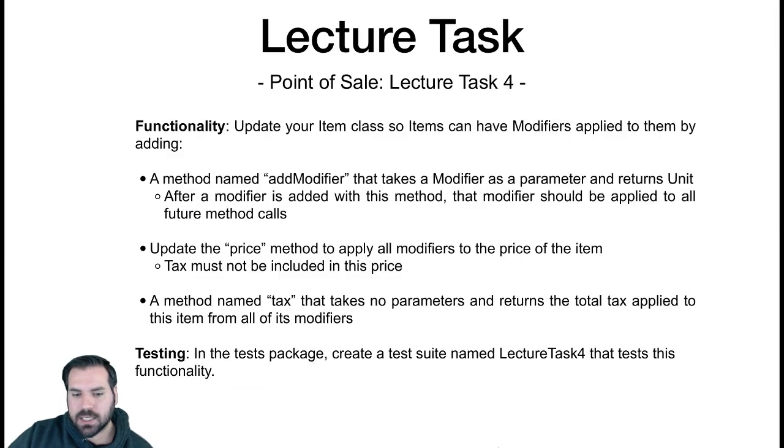Which brings us back to the lecture task. So you're adding functionality to the item class to leverage the fact that we have 3 classes that extend modifier. And then in the item class, we're only working with modifiers through polymorphism. We don't care what type is actually stored in those modifier variables that we're given when add modifier is called. We get a modifier. We don't care which of the 3 subtypes it actually is. We're just going to treat it like a modifier and leverage polymorphism to call its update price and compute tax methods.